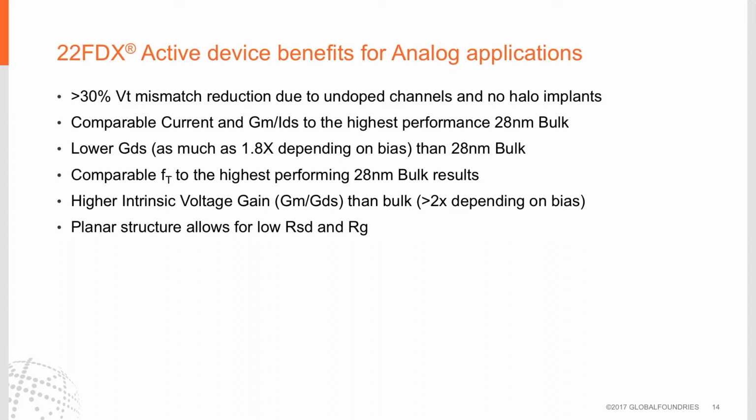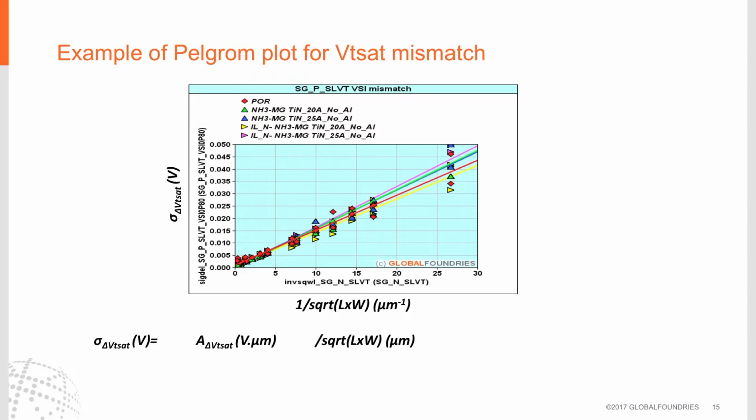22FDX offers comparable current and GM over IDS to the highest performing 28 nanometer bulk, and also lower GDS. FT is comparable to 28 nanometer bulk results, but 22FDX does offer a higher intrinsic voltage gain than bulk, and the planar structure allows for a lower RSD and R gate.